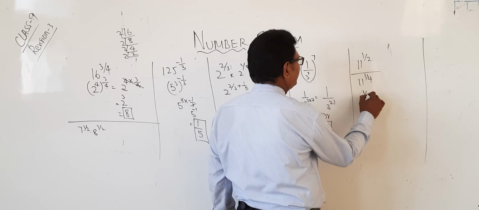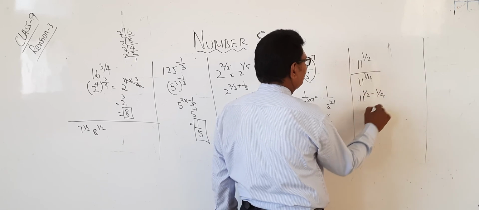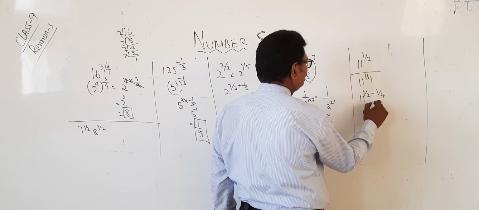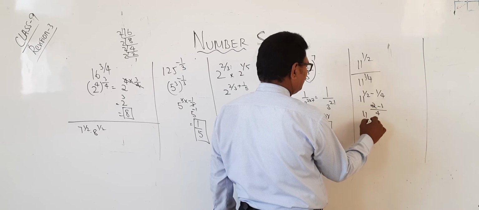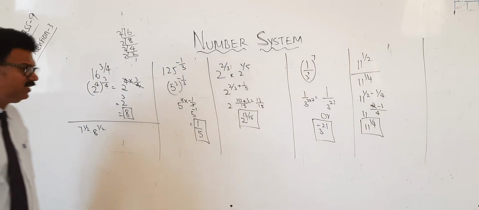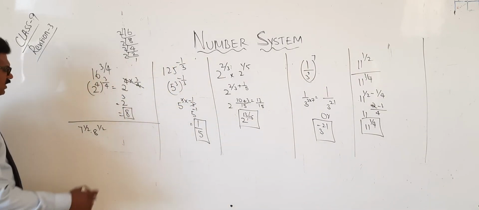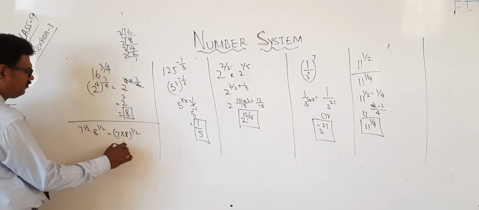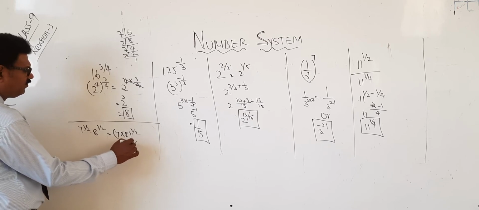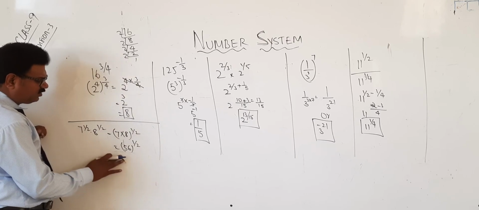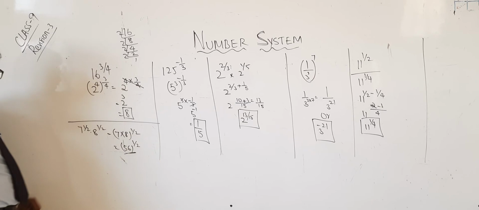11 to the power of minus 1 by 2 minus 1 by 4. 11 to the power of 4 is there. So 4 means 2 minus 1. Therefore 11 to the power of 1 by 4. Okay na? Next problem. Same, 7 into 8, 1 by 2, therefore 56 to the power of 1 by 2. Okay? Yes, like this you have to do the problems.